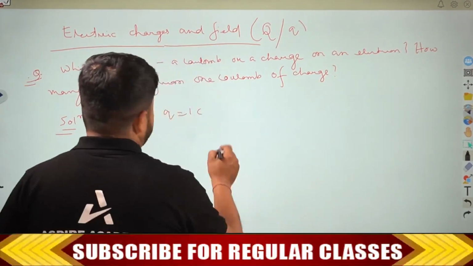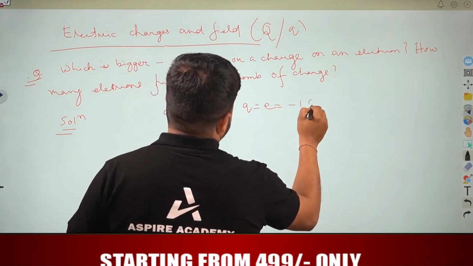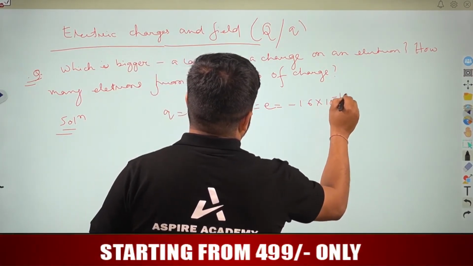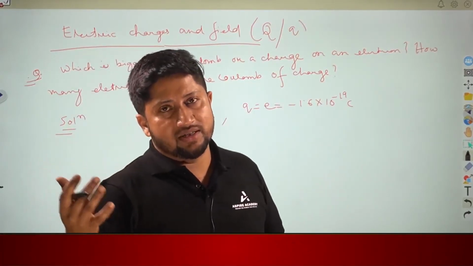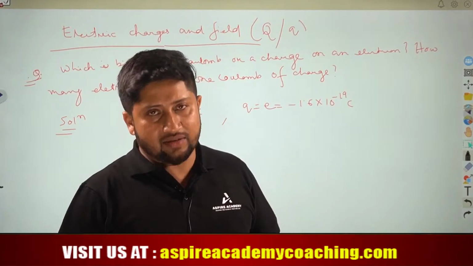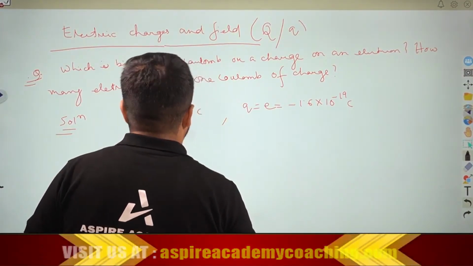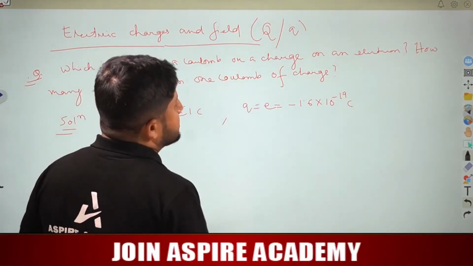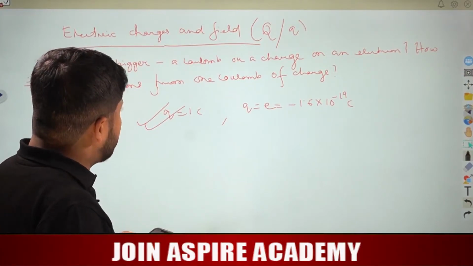A charge on an electron means what? We know the charge on an electron is minus 1.6 into 10 to the power minus 19 coulomb. In one electron, what is the total charge? 1.6 into 10 to the minus 19 coulomb, and 1 coulomb. Which is bigger? Obviously, 1 coulomb is more. This is bigger.